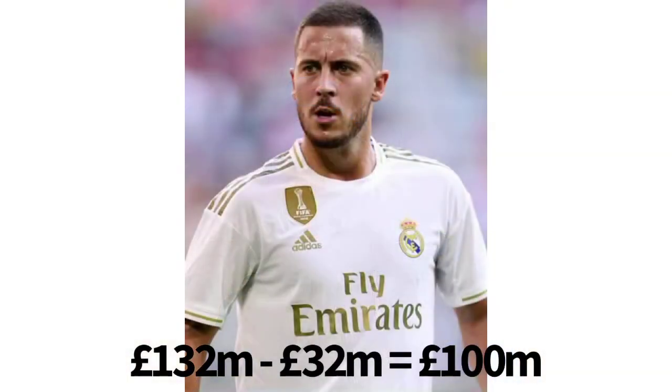Here's a wee example. So I bought this superstar for 32 million, and then I sold Eden Hazard to Real Madrid for 132 million. So let's input the numbers into our equation to see the profit I made. So we have the selling price of 132 million minus the buying price of 32 million, and that leaves me with £100 million profit. Good business.